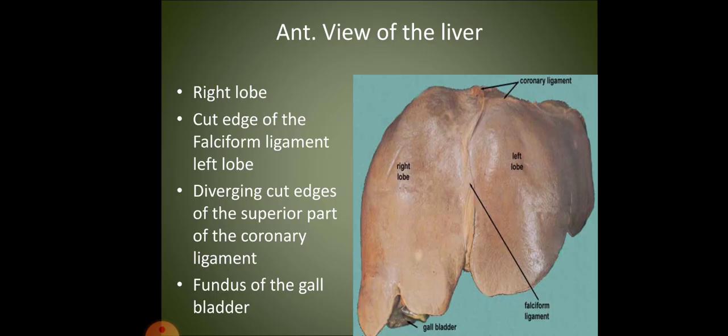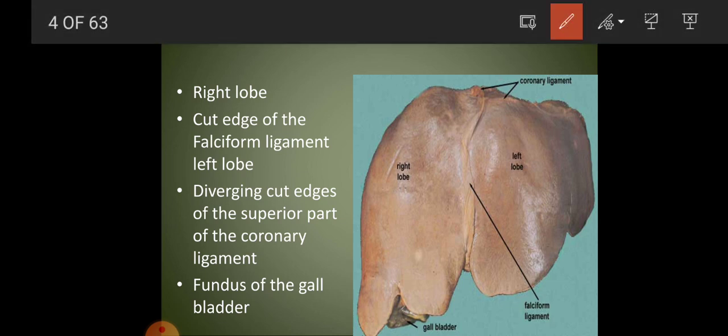Now this is the anterior view of the liver. Here we can see the right lobe. This is the cut edge of the falciform ligament. This is the falciform ligament. And the diverging cut edges of the superior part of the coronary ligament. So this is the coronary ligament. And the fundus of the gallbladder can be seen over here. This is the fundus of the gallbladder.